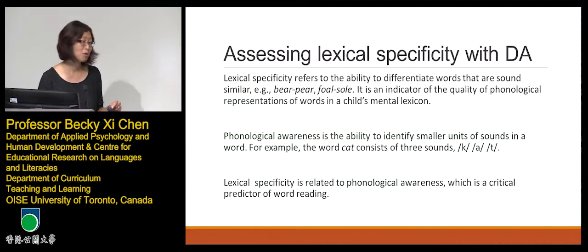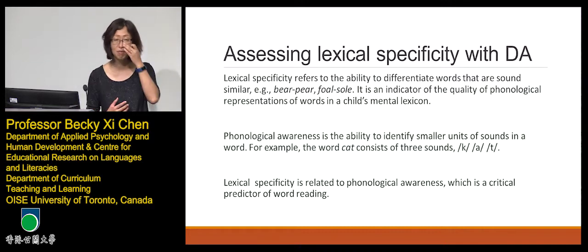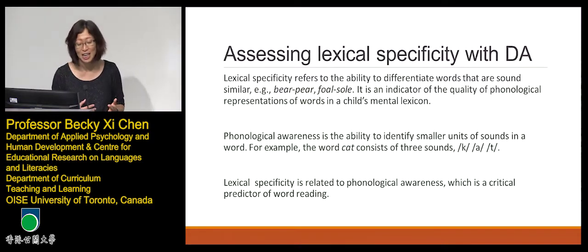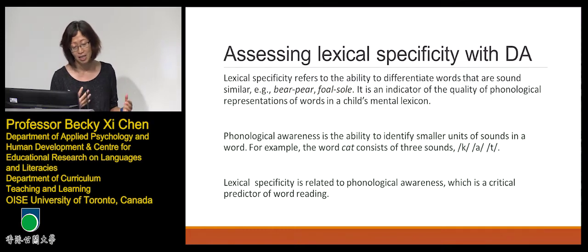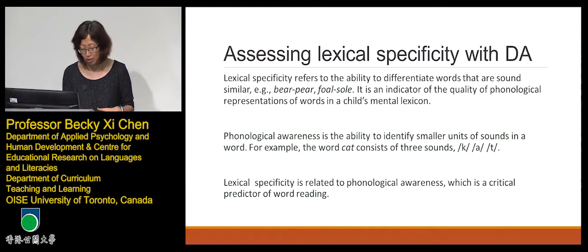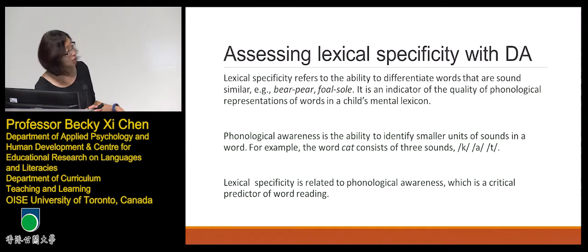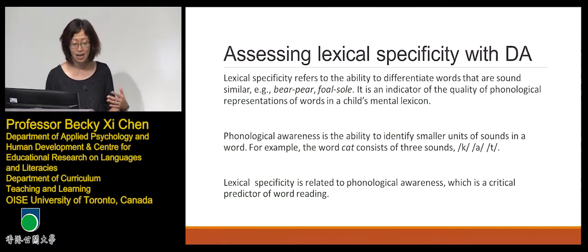Yeah. So I'm going to tell you just a little bit about, because we're talking about dynamic assessment of language and literacy, this so-called game that we developed in my lab to assess children's language skills. The skill we're assessing here is called lexical specificity. It sounds very technical, but it's actually very straightforward. Basically, it means the ability to differentiate among words that sound similar.